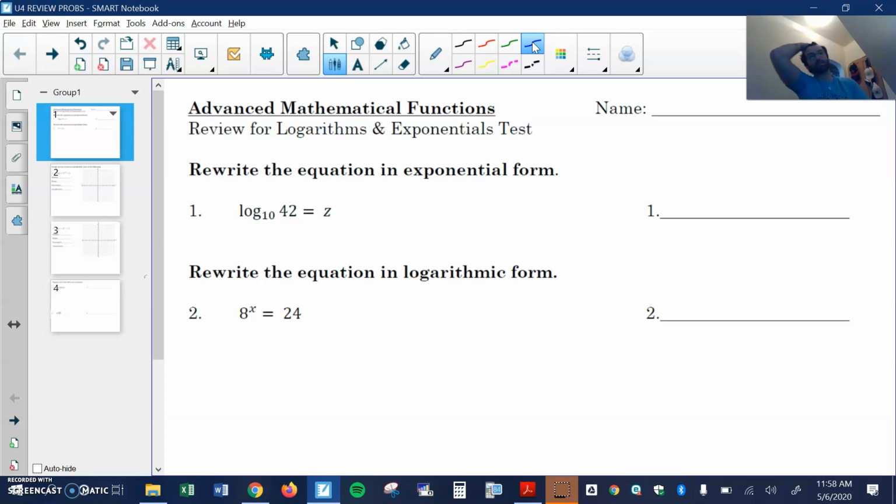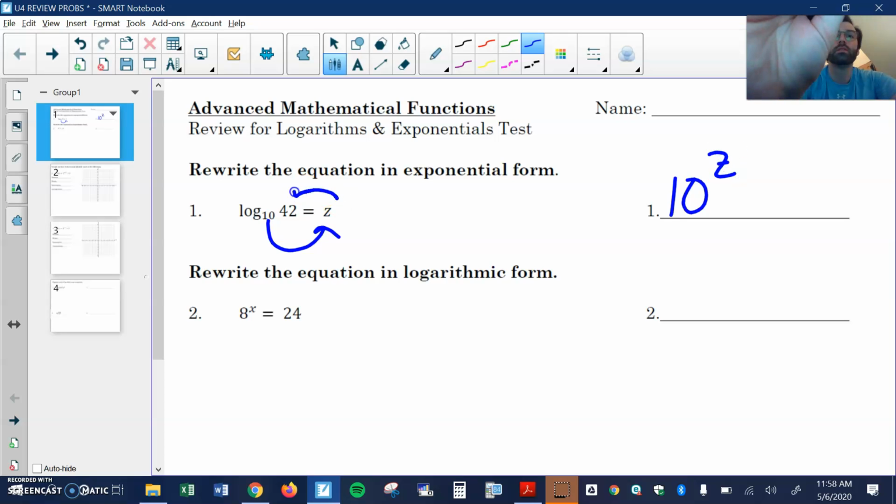So the first one, number 1, asks us to rewrite the equation in exponential form. Remember exponential form. I've called it the circle of life. You want to look at this log and think about, what's the base of our log here? The base of our log is 10. That means the base of our exponent has to be 10 as well. Circle of life: 10 to the z equals 42. That's all you have to do. You just write it in exponential form.